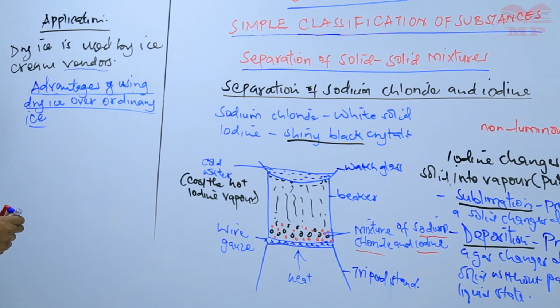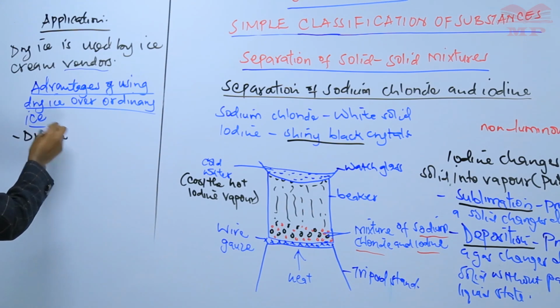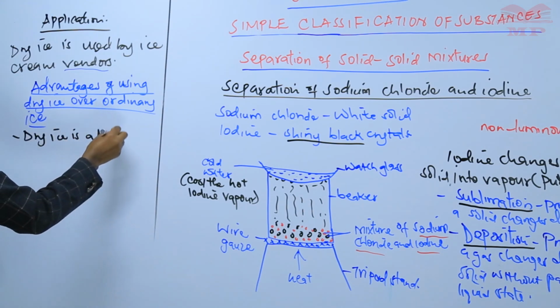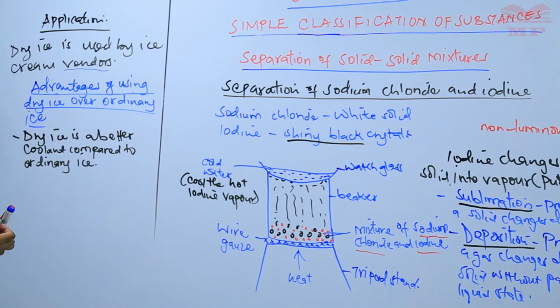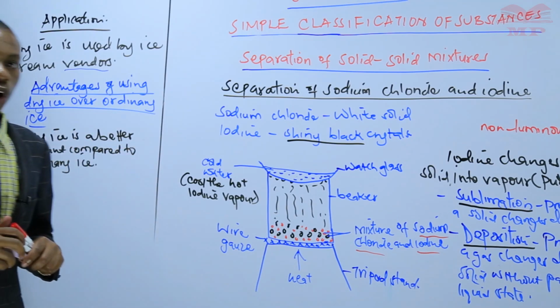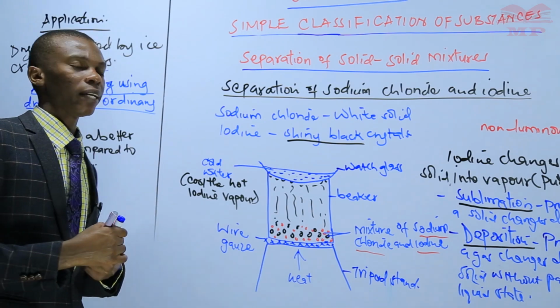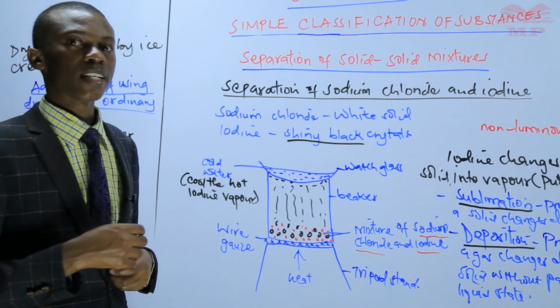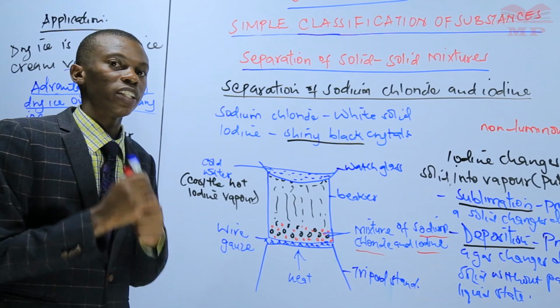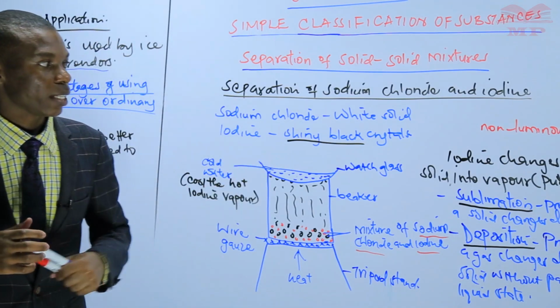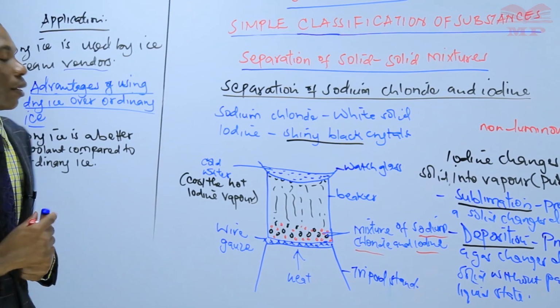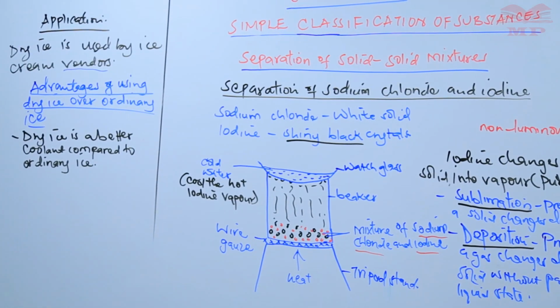One, it is a better coolant. Dry ice is a better coolant compared to ordinary ice. When you talk about ordinary ice, this is water in solid form. That is what you call ordinary ice. Dry ice is solid carbon dioxide, as you have said there. So this is one of the advantages of dry ice over ordinary ice.